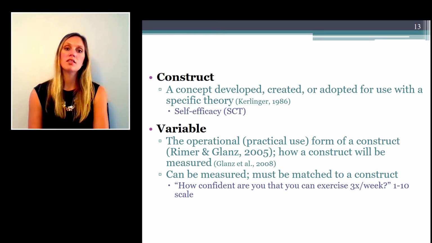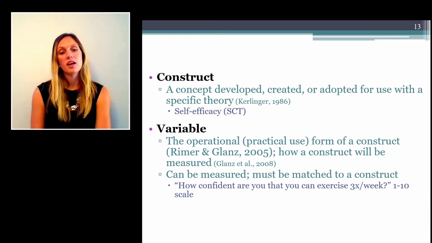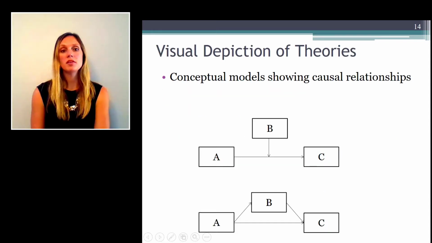Now, what can be a little confusing is that we use the word variable once we have measured our construct and have started to analyze the relationship of that construct to our behavior change. So once we have collected data to measure self-efficacy, and we are putting it into a statistical model to see whether or not self-efficacy did predict, let's say, changes in dietary habits, then we refer to the measurement of self-efficacy as a variable.